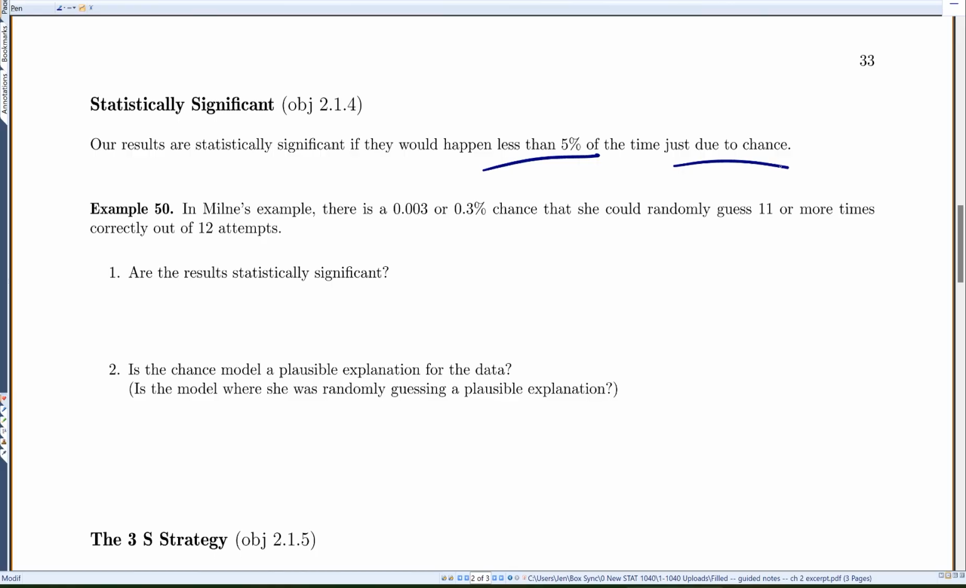So are our results statistically significant? Well, 0.3% is certainly less than 5%. So yes, because it's less than 5%. So is our chance model a plausible explanation for the data? Do we think this just happened by chance? Well, no. We don't think that her guessing was a plausible explanation.